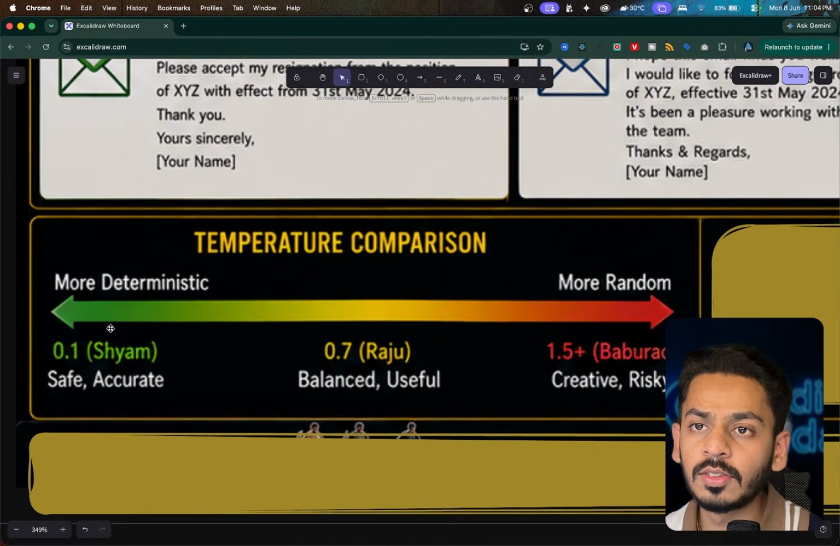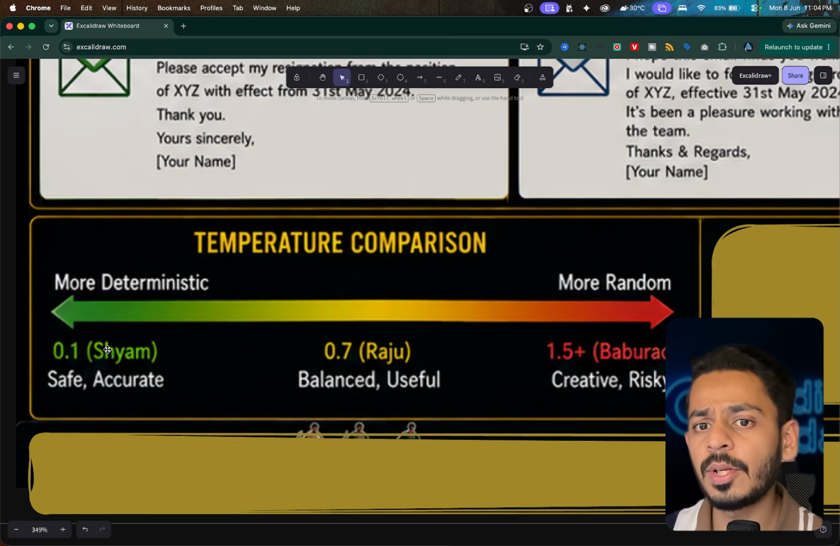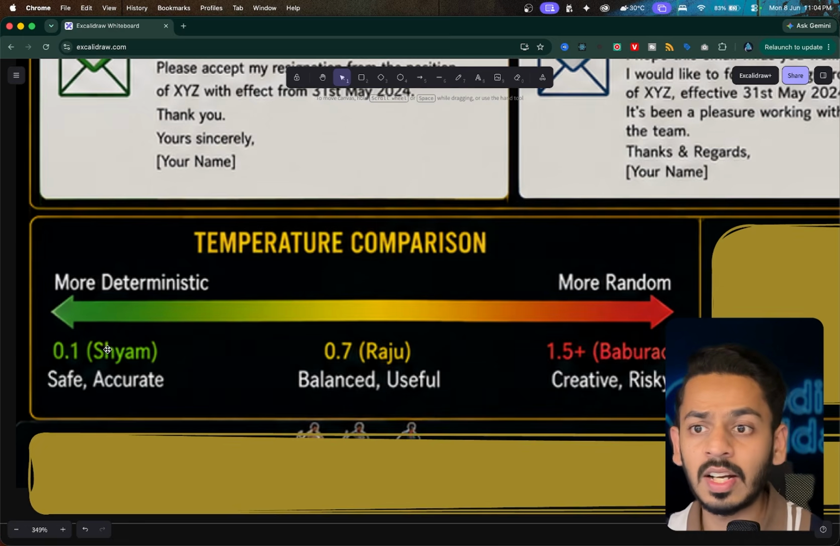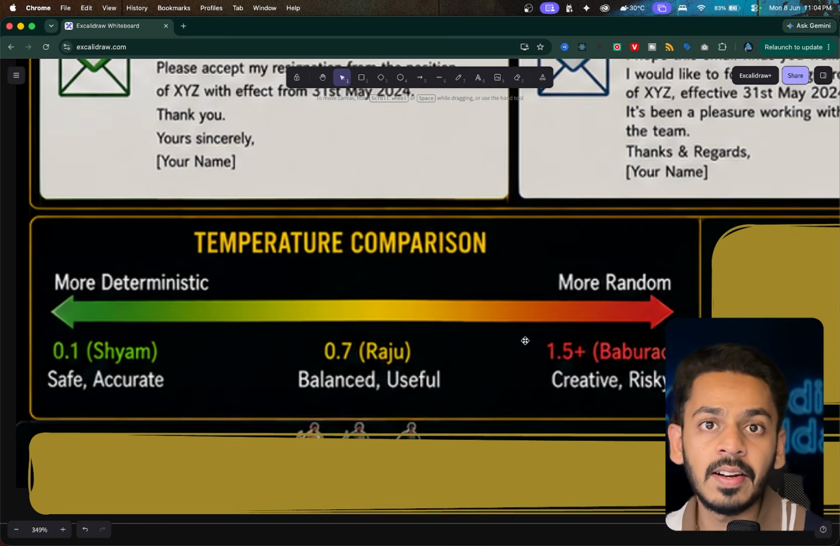Very simple comparison. Shyam has the least temperature, hence it is more safe and accurate. Balanced temperature is what Raju has. It is balanced and useful. But if you want more random answers, you can have a higher temperature, like Babu Rao, which is more creative and riskier.